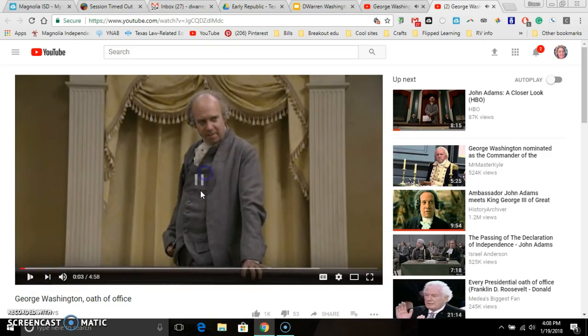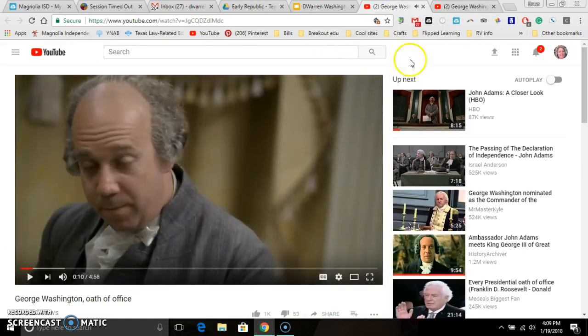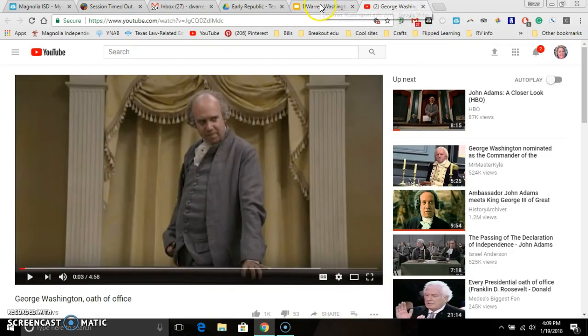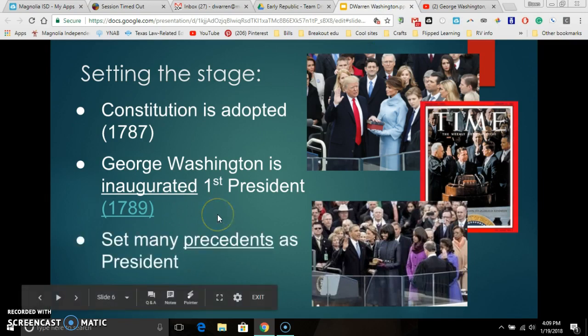Oops, excuse me. So, we got two of them going here. This is a portion of the John Adams HBO miniseries, and within this clip, you're going to see a reenactment of George Washington being inaugurated the first president. It's quite different than it is today. And of course, George Washington is going to set many examples for future presidents, and he knew that was such an important job. Now, as you go through this video, remember, you may stop, you may rewind.